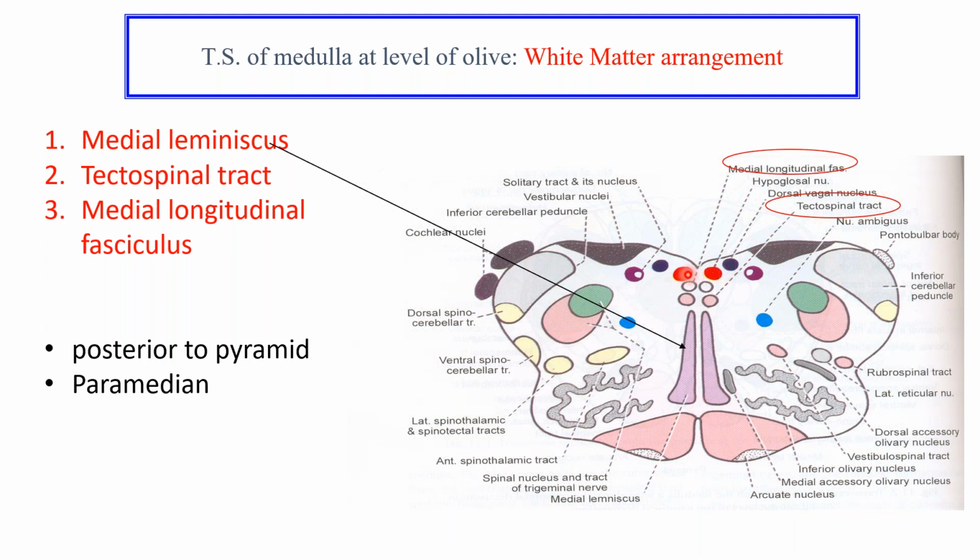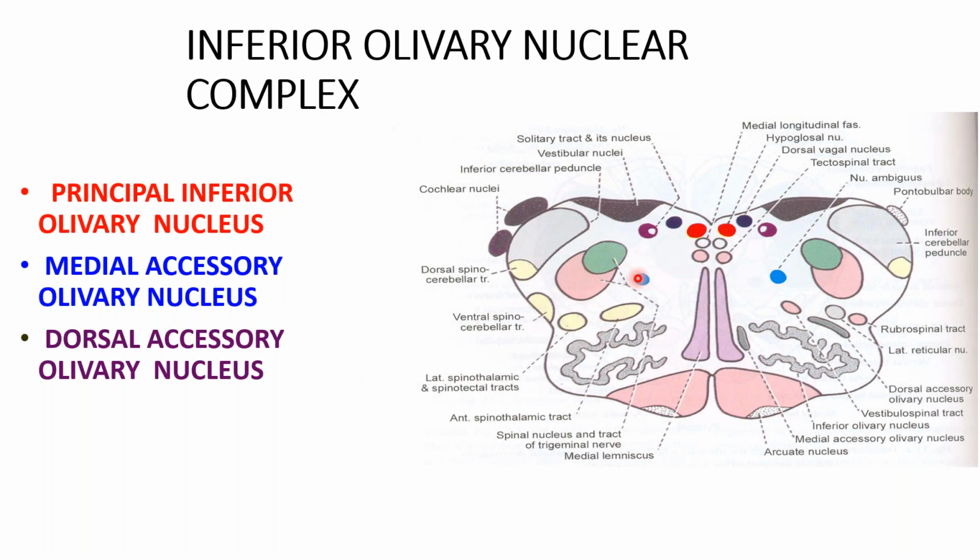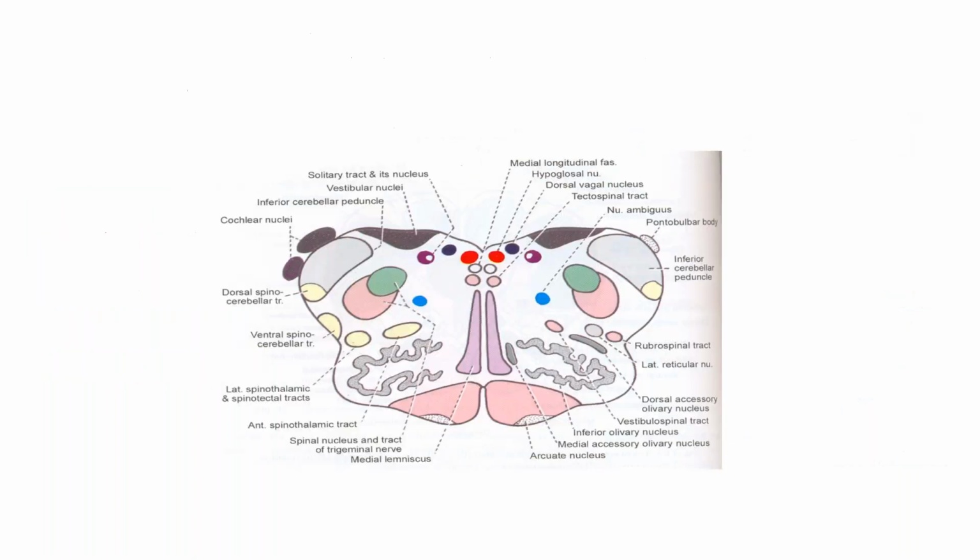And the gray matter we have already discussed with the ventricular floor, the hypoglossal nucleus, dorsal nucleus of vagus, and nucleus of solitary tract. This we have done, the inferior olivary nuclear complexes and the connections. We already know how in the tracts we did the connections.